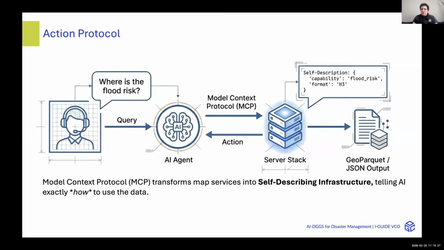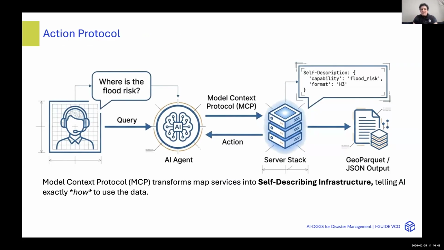So in order to move forward, I need to talk about two other topics that we came across. DGGS by itself is not enough for the AI to understand. So let's assume that you have the API, and the API has a certain number of functions, and that's in your server stack. So you need something like the model context protocol, or what we call AI orchestration, to basically orchestrate your communication with the DGGS.